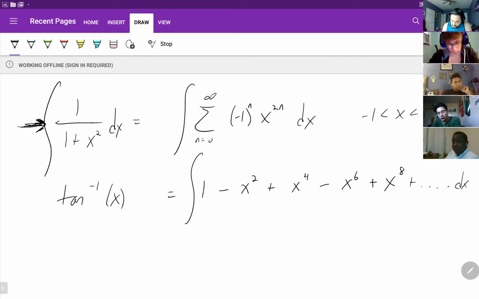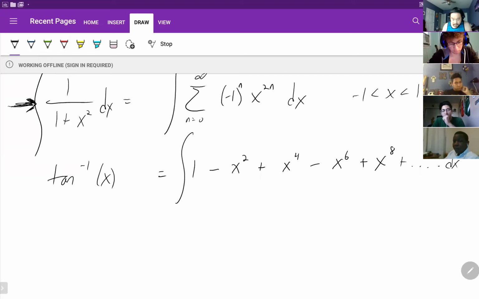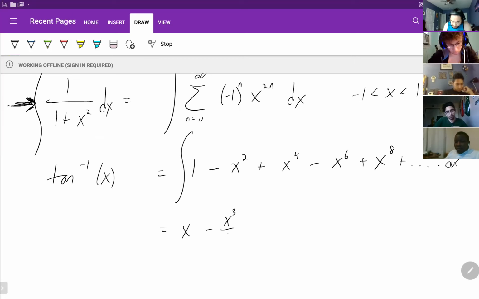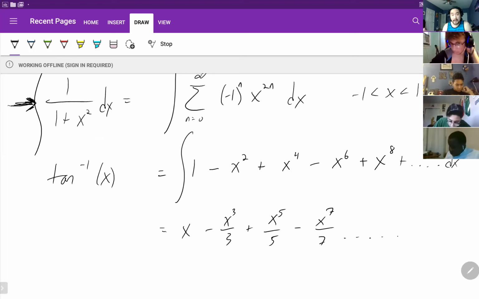So what are we doing now? Now we're going to integrate. Integral of 1 is x. Integral of x squared, negative x cubed over 3. And then x to the 5th over 5. x to the 7th over 7. Do we see a pattern? Do we have enough terms to see a pattern here?